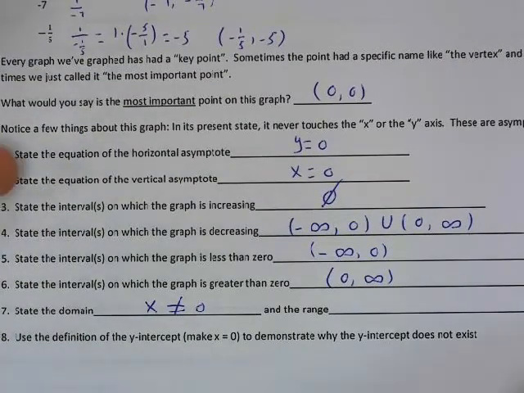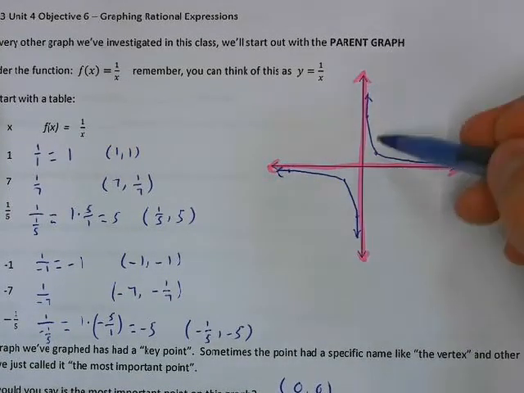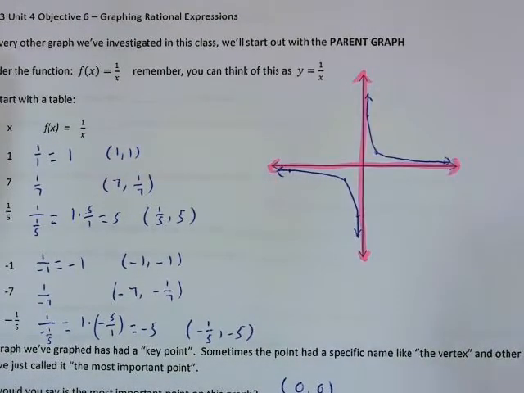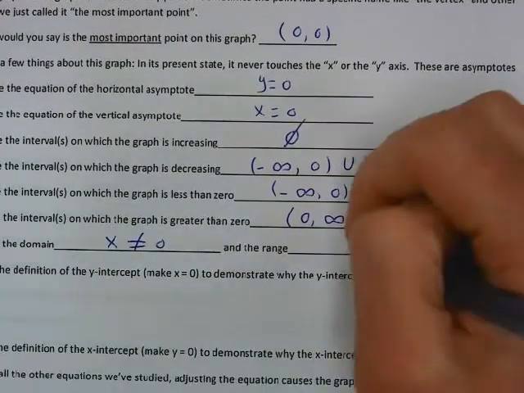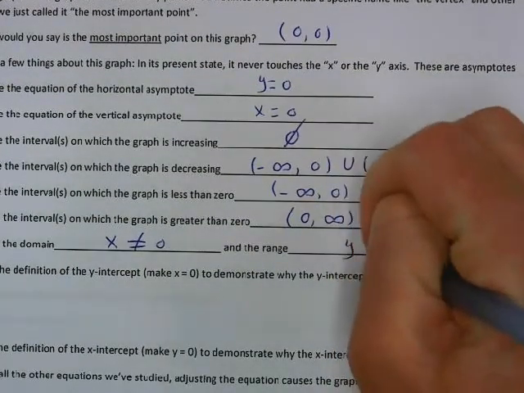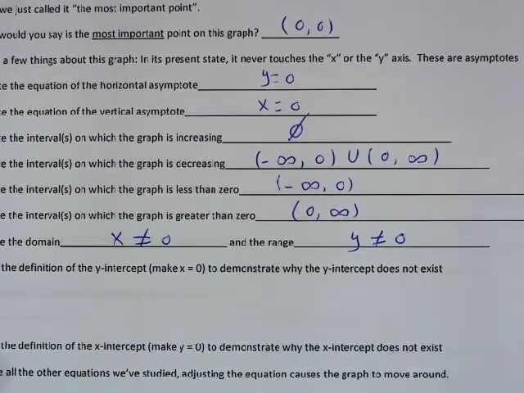Okay, then what about the range? Let's see, my y's, they go down forever and they go up forever. So y can be pretty much anything except for 0 again. So again, we could write it like this in interval notation, or we could just say, for the range, y cannot equal 0, and that's the shorter way to write it. Okay, so then there's our domain and our range.